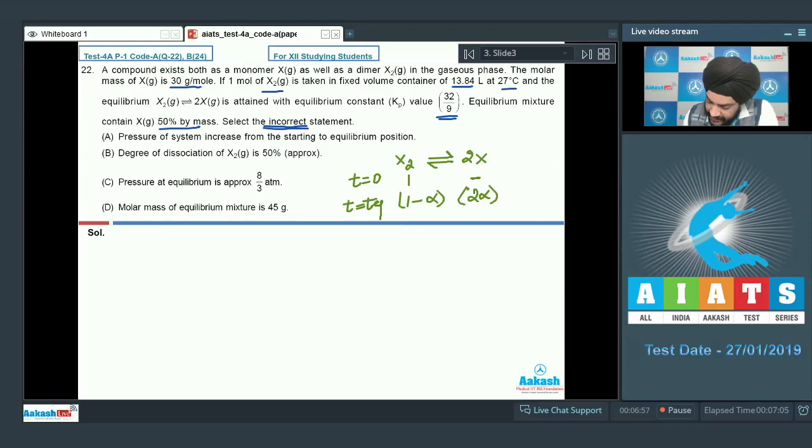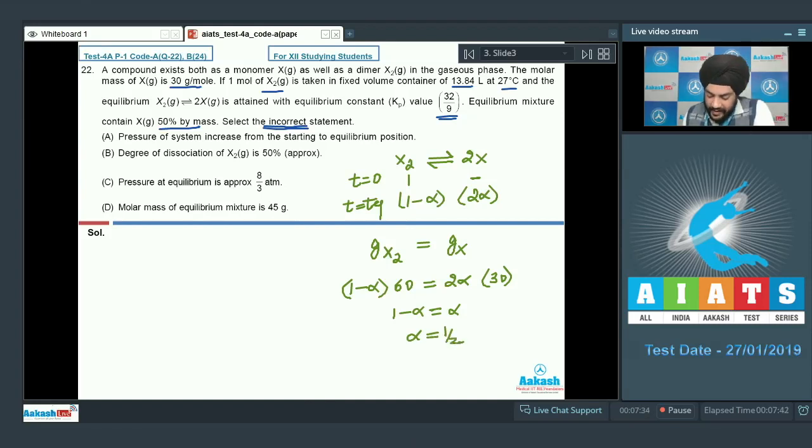Now it is given to us that at equilibrium, the mass percentage of X is equal to 50%, which means that the grams of X2 should be equal to the grams of X at equilibrium. So we can say that 1 minus alpha, which is the moles of X2, into its molar mass, which will come out to be 60, should be equal to 2 alpha, which are the moles of X, into the molar mass of X, which is 30. So 1 minus alpha is equal to alpha, which implies that the value of alpha is equal to half.